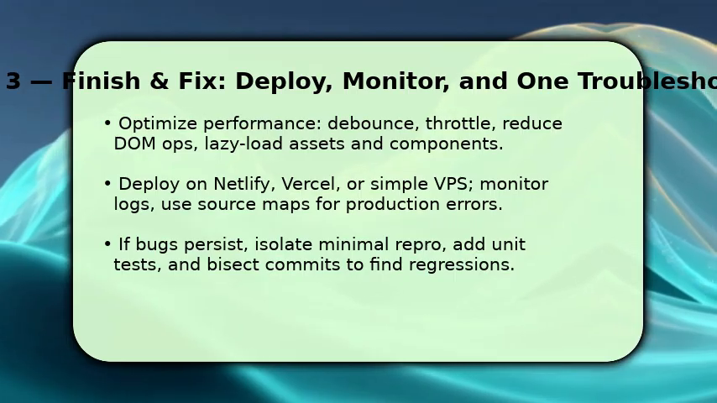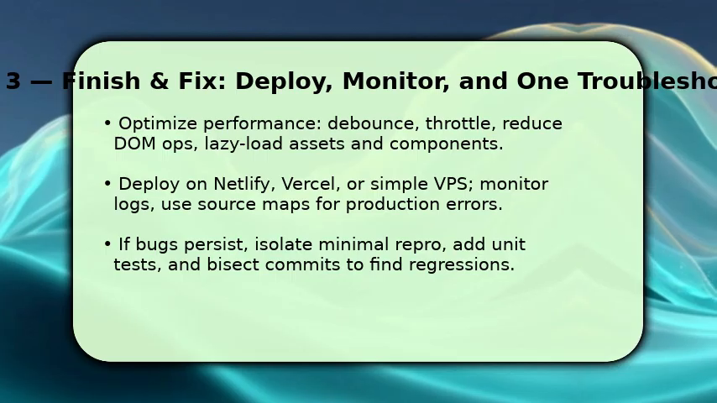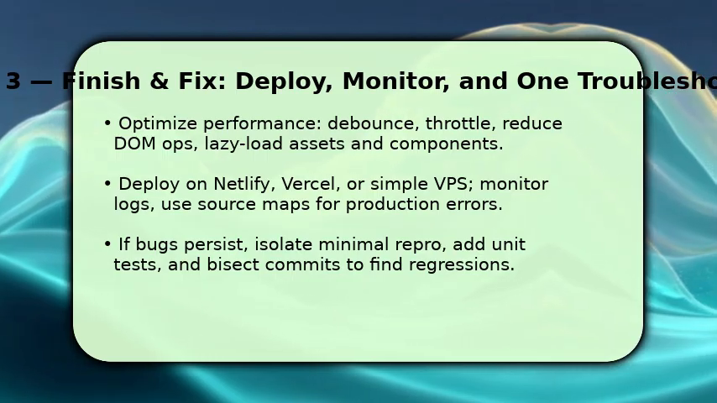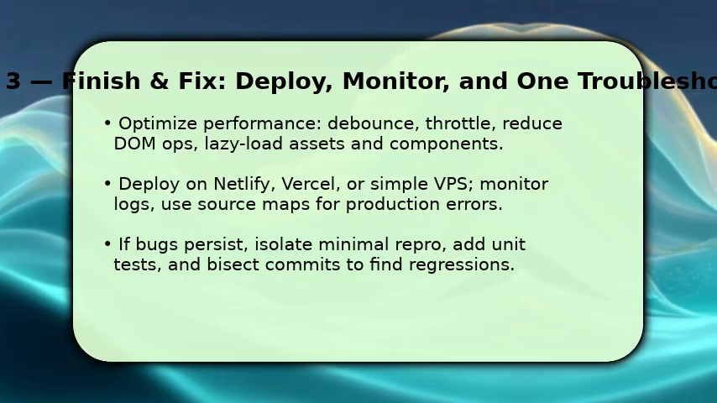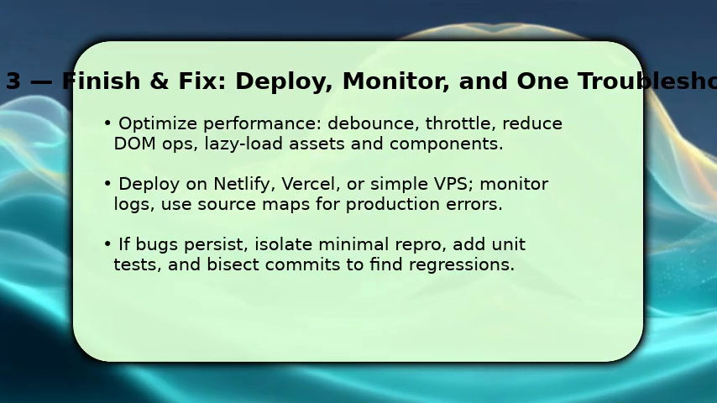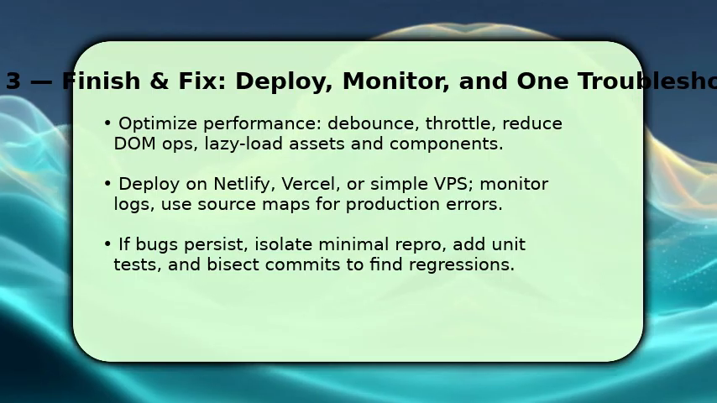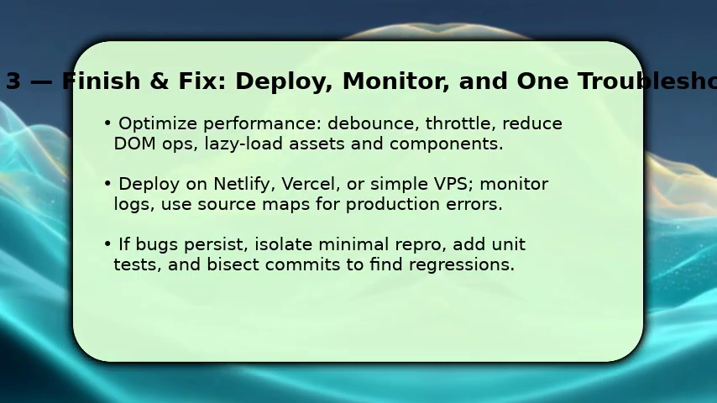If things go wrong, isolate a minimal reproducible case. That lets you add a unit test and run git bisect to locate the regression. Make sure to document fixes and learning points so each issue improves your workflow and reduces future friction.